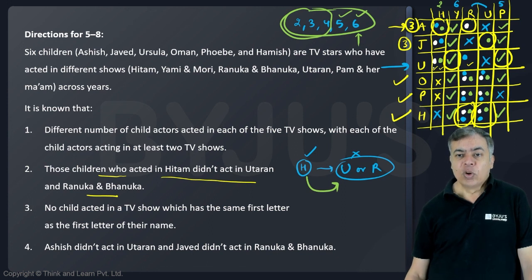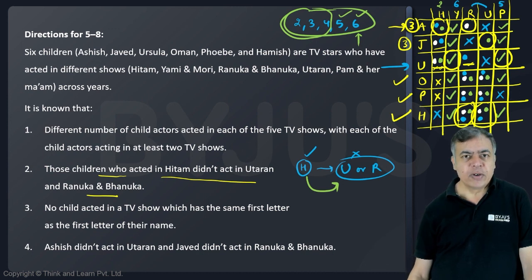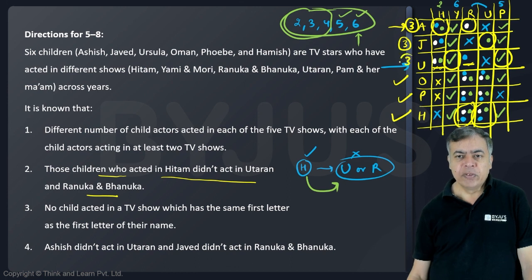U, again. That means out of H or R, he will be working in 1 of the shows, and Y and P are compulsory. Again, U will be working in 3 shows. O will be working in 4 shows. P will be working in 3 shows. H will be working in 4 shows, 4 shows.